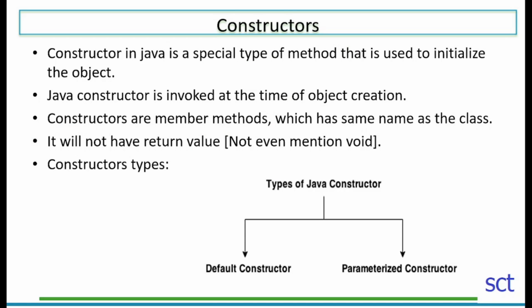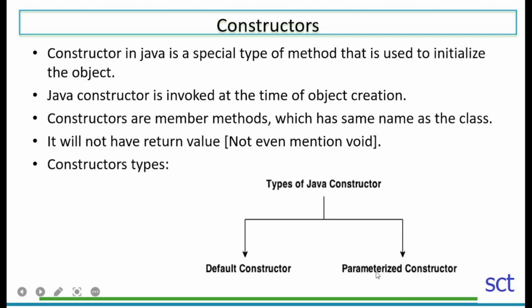Constructors in Java is a special type of method that is used to initialize an object. Java constructor is invoked at the time of object creation. Constructors are member methods which have the same name as a class. It will not have any return value and you don't even mention void before the function. There are different types of constructors. One is default constructor and the other one is parameterized constructor.